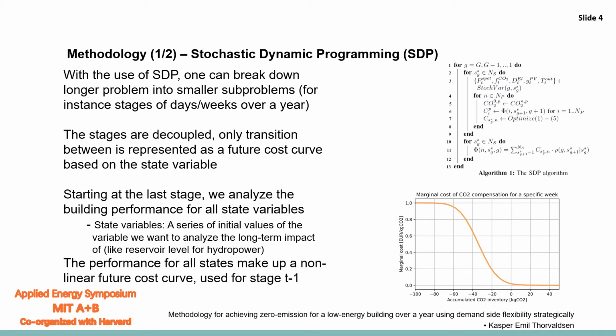And when you have a curve like this calculated in the current stage, then you can move to stage t-1 and have this future curve representing the performance into the future. As you start going backwards and backwards and backwards, you will have a more accurate future cost curve that will be representing many possibilities of how you can do this CO2 compensation, let's say.